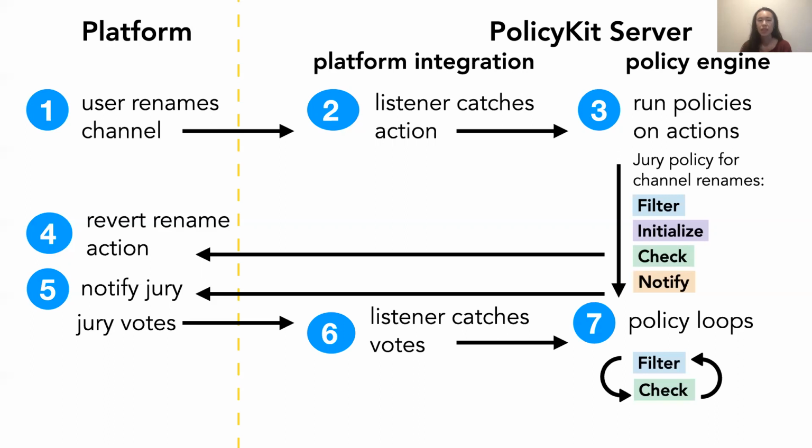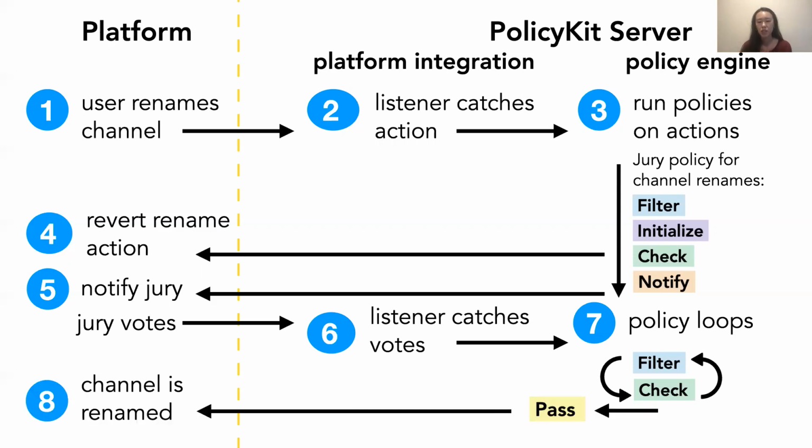Meanwhile, the jury policy is still looping and running check periodically to see whether all the votes are in. Once votes are in and say the policy passes, we then run the pass function, which then actually goes and renames the channel on Slack again.